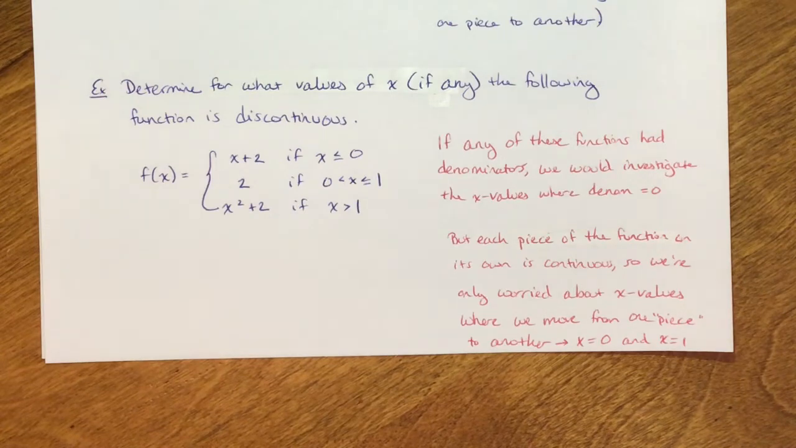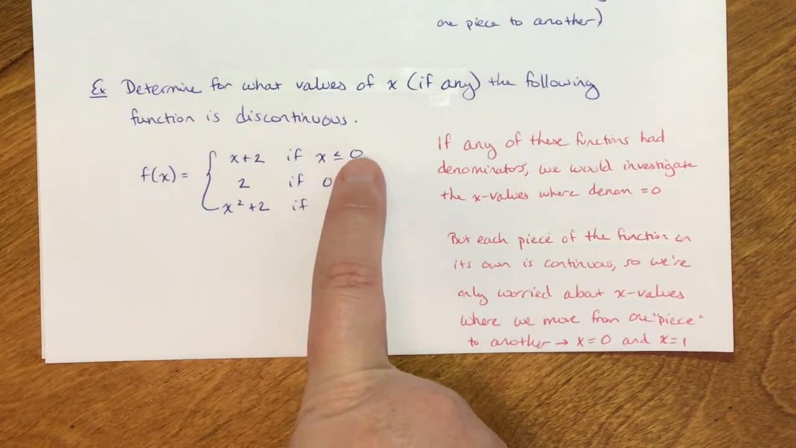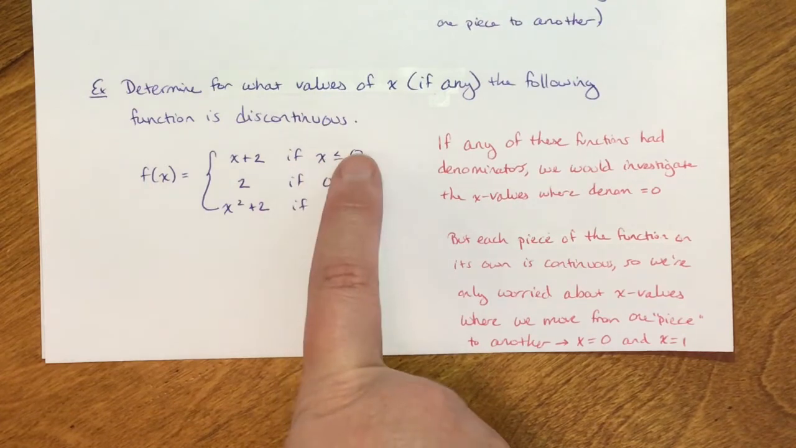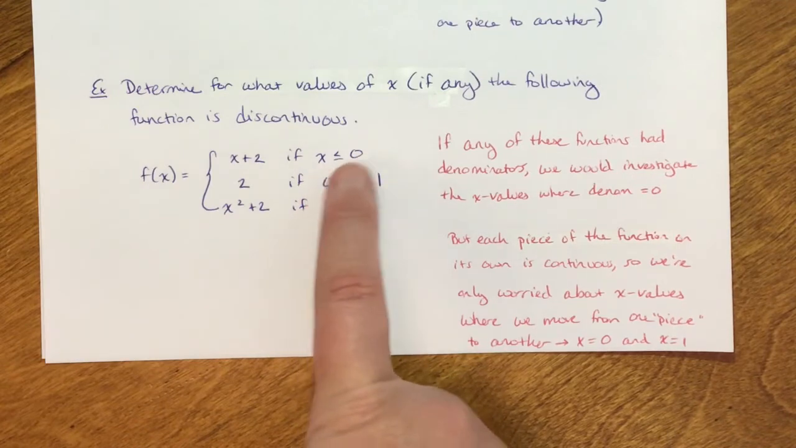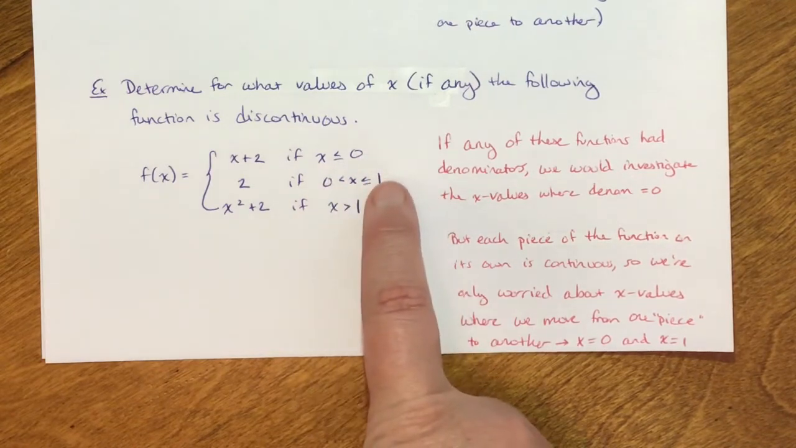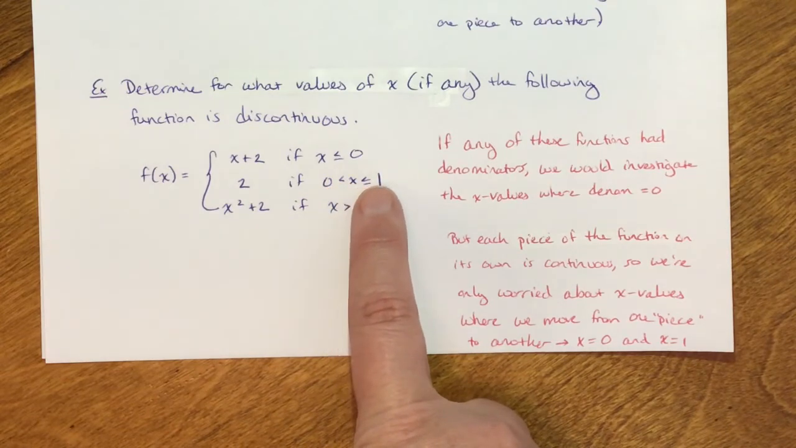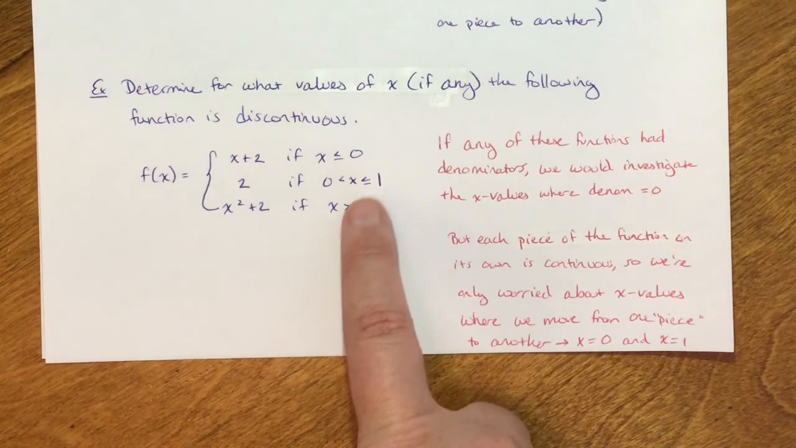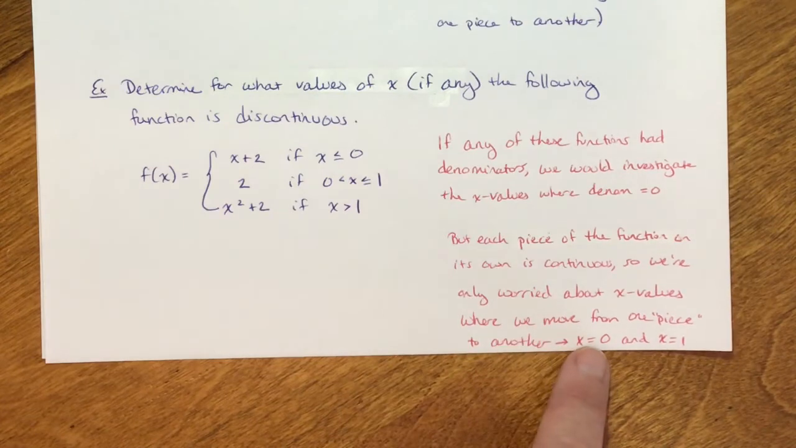So now what I'm worried about are the values where I jump from one piece to the next. So right here, when I have all the x values up until and including 0 on this top piece, and then I jump to the middle piece for everything to the right of 0. So I'm worried about x equals 0, is it continuous? And then I see here, this function covers everything from just to the right of 0 all the way up until and including 1, but then everything to the right of 1 is on this piece. So I'm worried about 1, where I move from the middle piece to the bottom piece. So I have to check for discontinuity at x equals 0 and x equals 1.